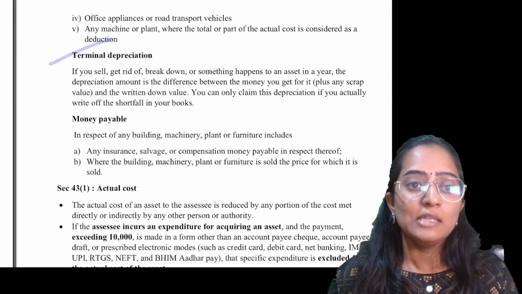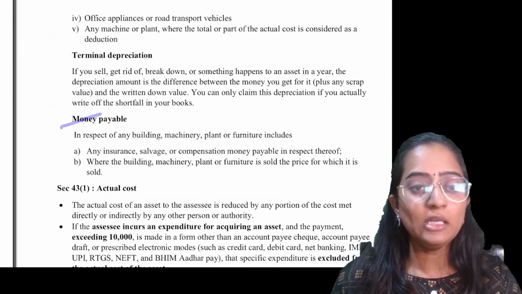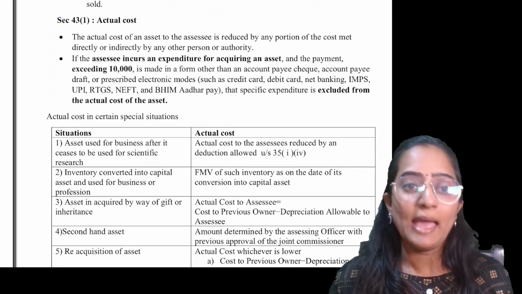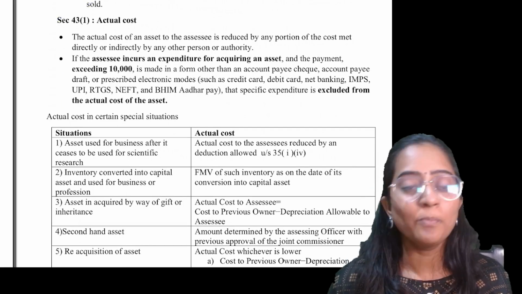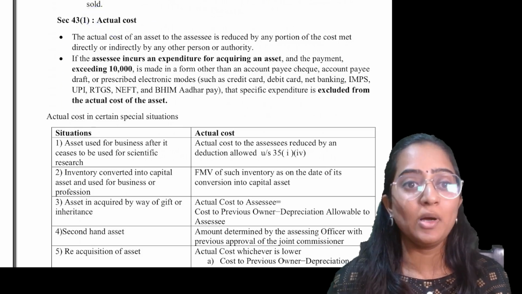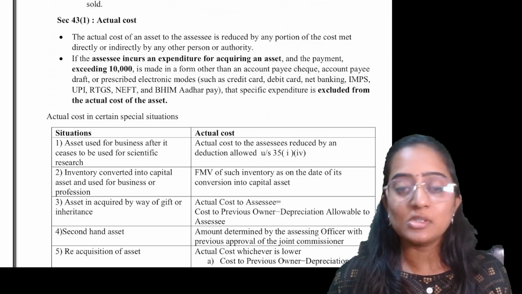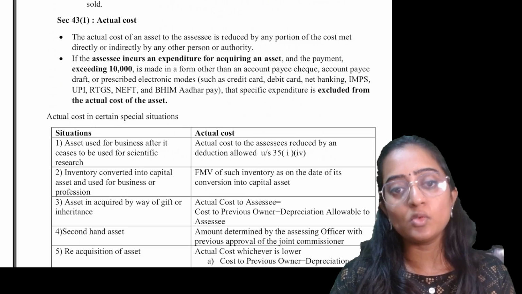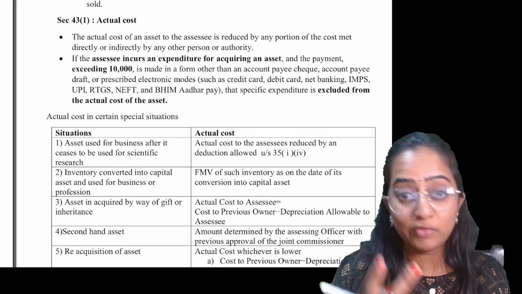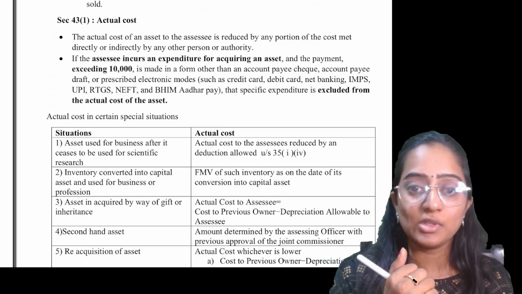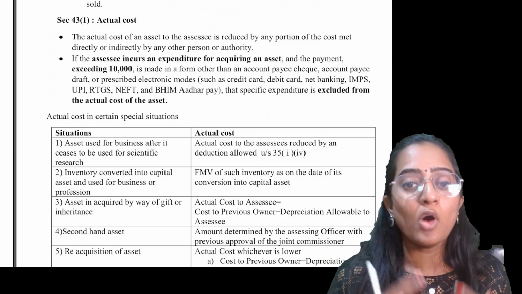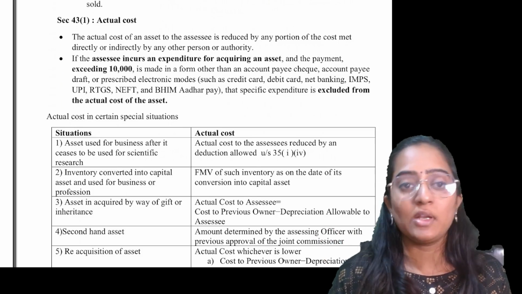Clear? See, terminal depreciation and the money payable. Section 43 subsection 1 speaks about the actual cost. That is, actual cost of an asset of the assessee. See, what would be the actual cost to consider for the purpose of depreciation? If 1 lakh into 10% would give 10,000 depreciation. Suppose the actual cost of the asset changes to 1,50,000, my depreciation would be 15,000 then. So my depreciation is directly dependent on the actual cost of the asset, and the determination of how this actual cost of the asset is considered is very, very important.